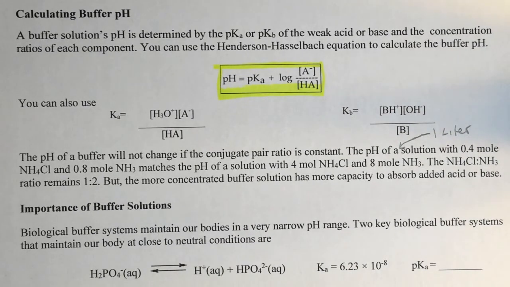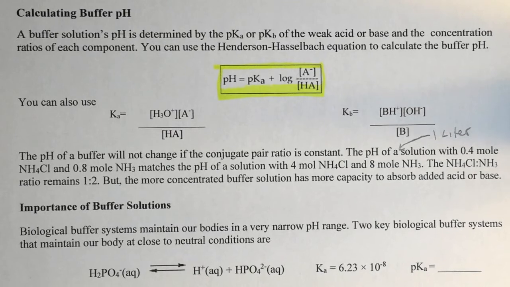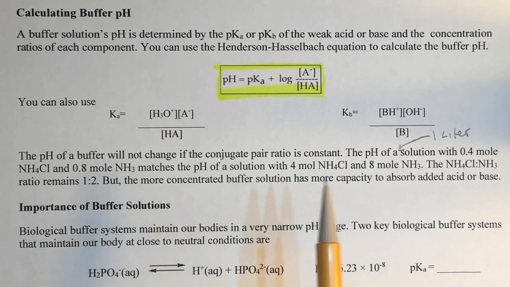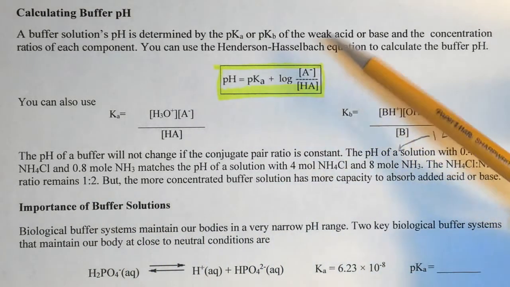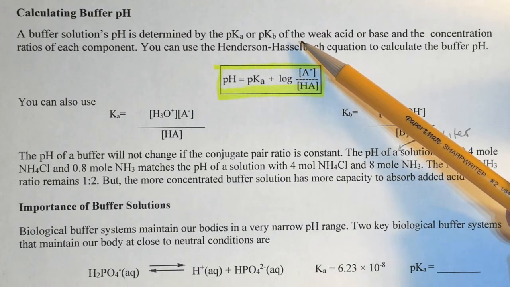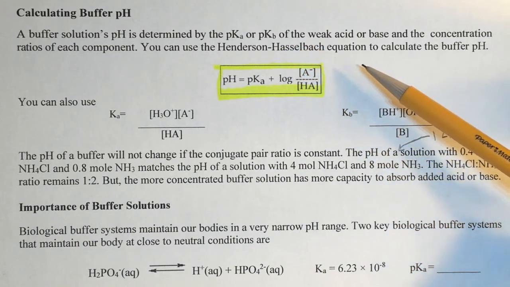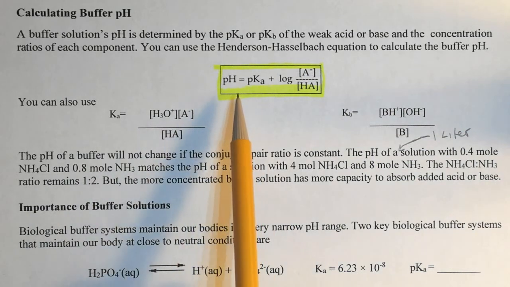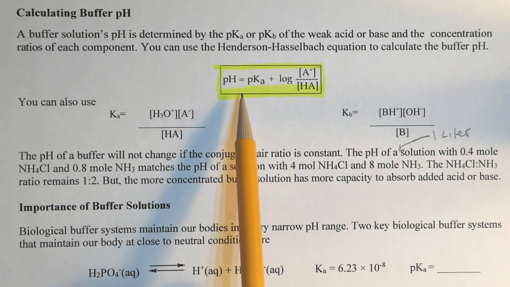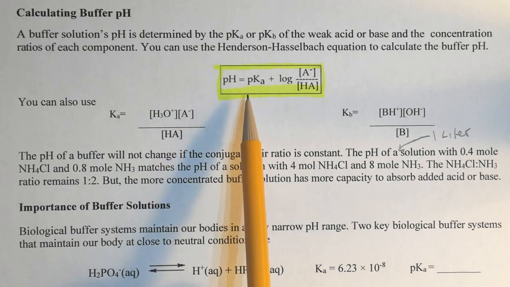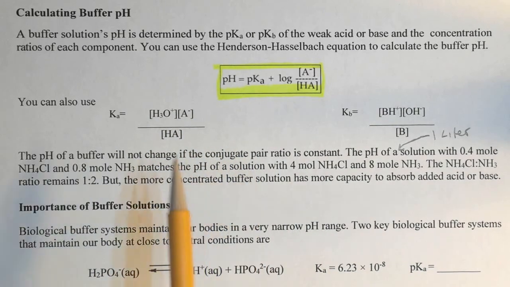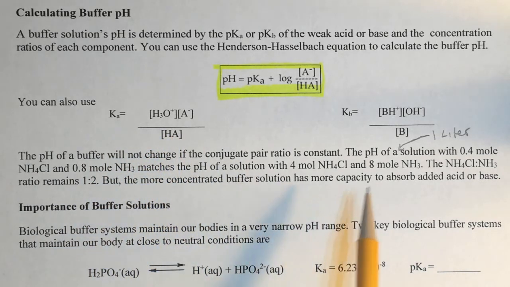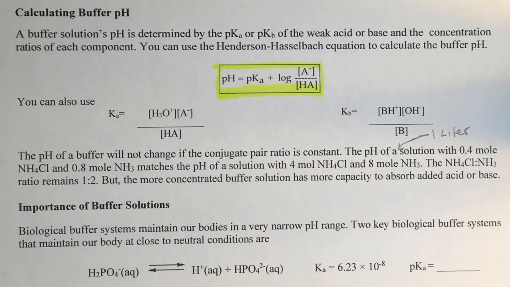Okay, let's look at calculating buffer pH. So a buffer solution pH is really determined by the pKa or pKb of the weak acid or the base and the concentration ratio of each component. You can use the Henderson-Hasselbalch equation here, and this is on the AP sheet, to calculate the buffer pH. This is a great equation. If you want to, you can continue to use ICE tables and use the equations for Ka and Kb, but this is very convenient once you get used to it.